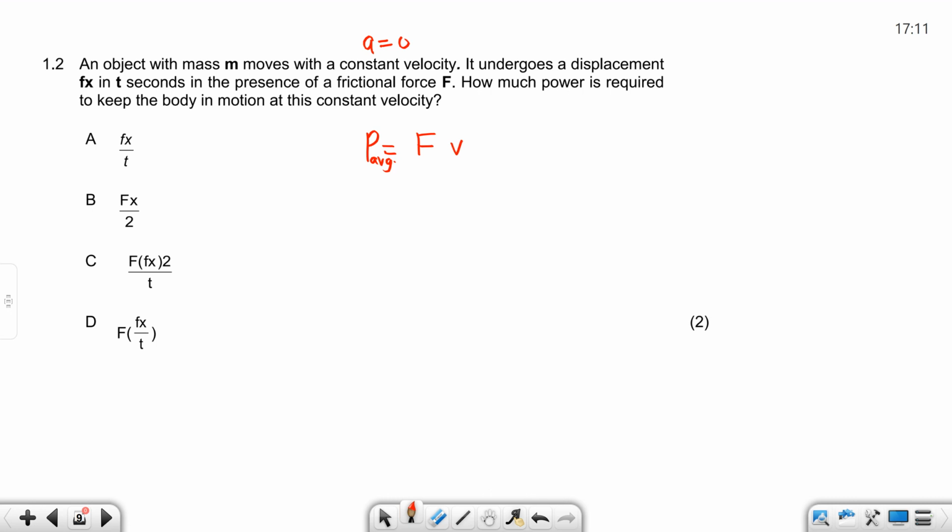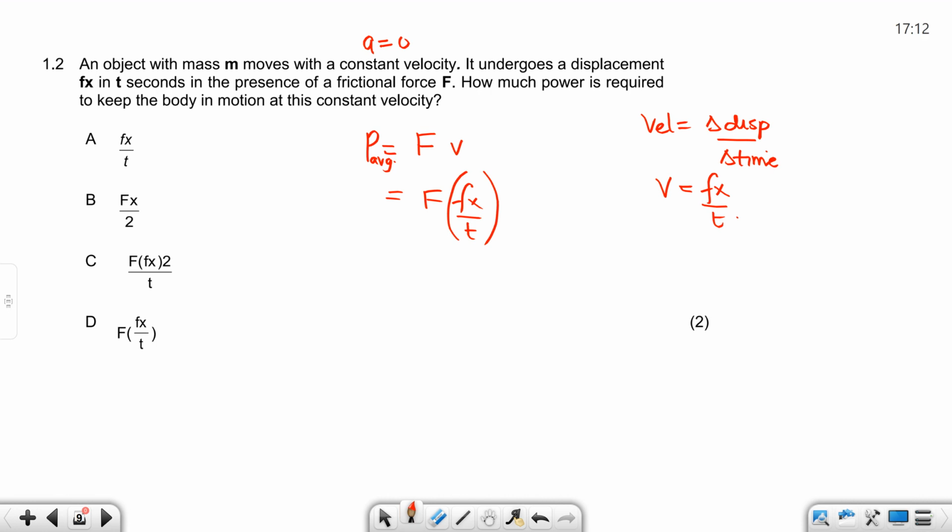It says it undergoes a displacement of Fx in t seconds. What is our velocity? Velocity is what? The change in displacement over change in what? Time. Already I know my velocity is what? What's my displacement? Fx over what? T. I'm already bringing that here. Fx over T, that's the first thing we're getting. Make sense? All right.